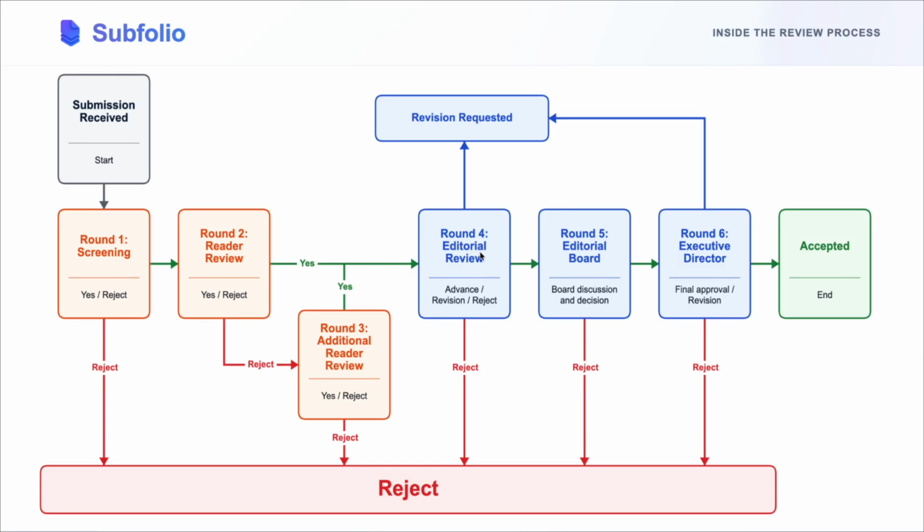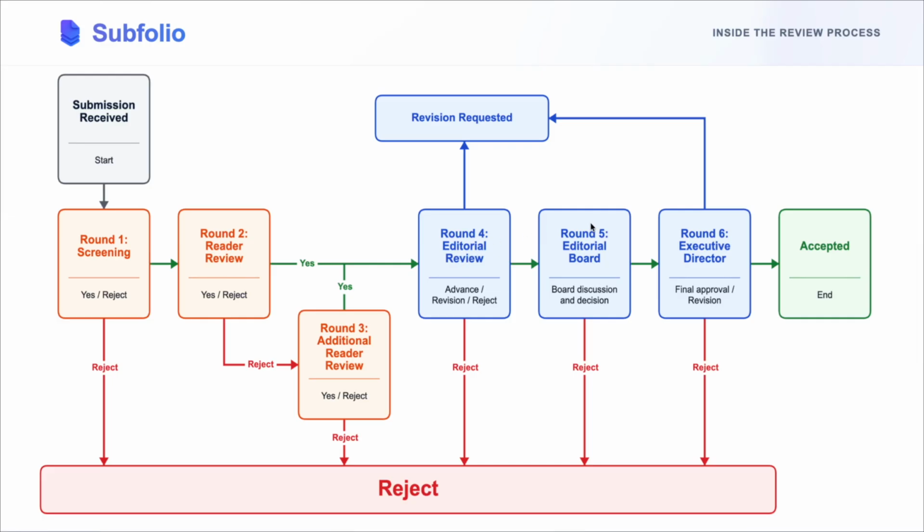In the editorial review, a single member of the editorial board is assigned to the submission. Their job is to champion the piece. Either a revision is requested, or it's sent to the editorial board, or if the piece isn't a fit, it's rejected. When the piece is sent to a revision request, the piece is tagged as a revision request and left waiting until the revision comes back. And when the revision comes back, it enters back to the round where it was.